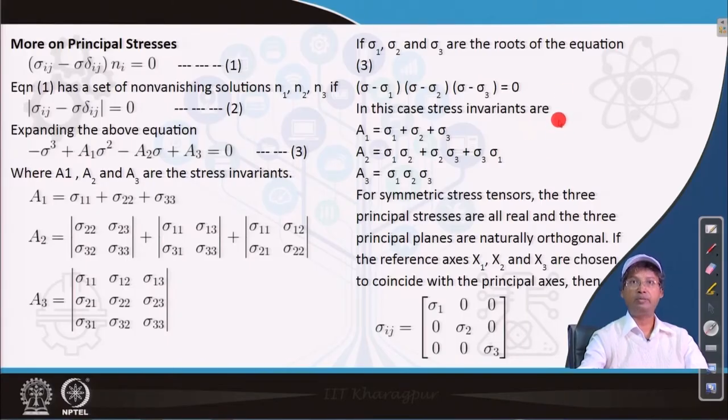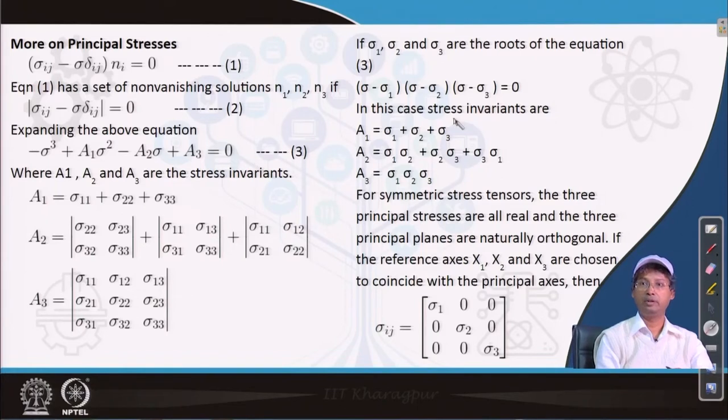There are proofs available; we are not going to prove them here. We can easily prove that if sigma 1, sigma 2, sigma 3 are the roots or the principal stresses in three orthogonal planes, it also follows that A1 is equal to sigma 1 plus sigma 2 plus sigma 3, A2 is equal to sigma 1 sigma 2 plus sigma 2 sigma 3 plus sigma 3 sigma 1, and A3 is equal to sigma 1 sigma 2 sigma 3. For symmetric stress, these are known as the stress invariants.